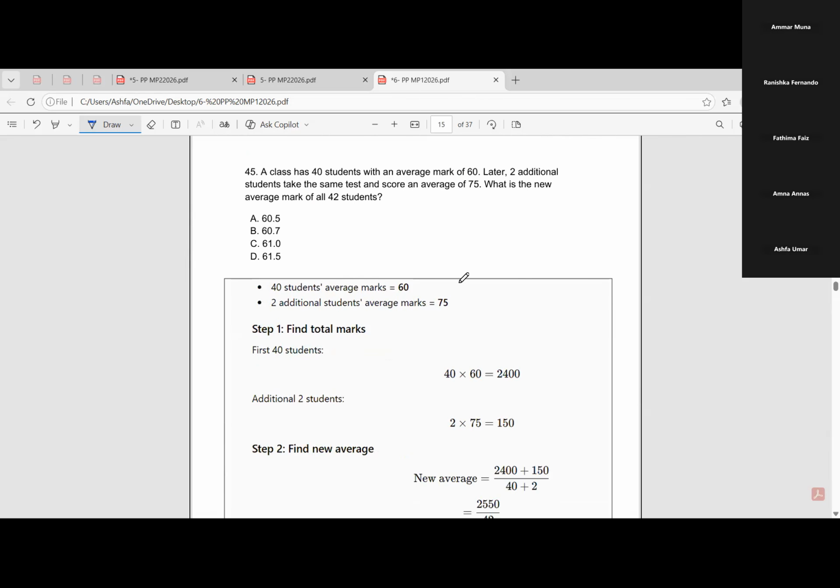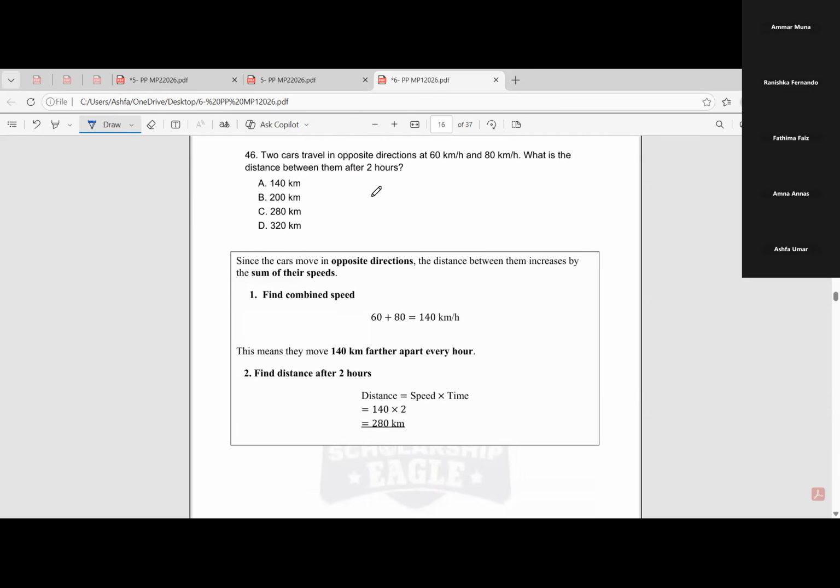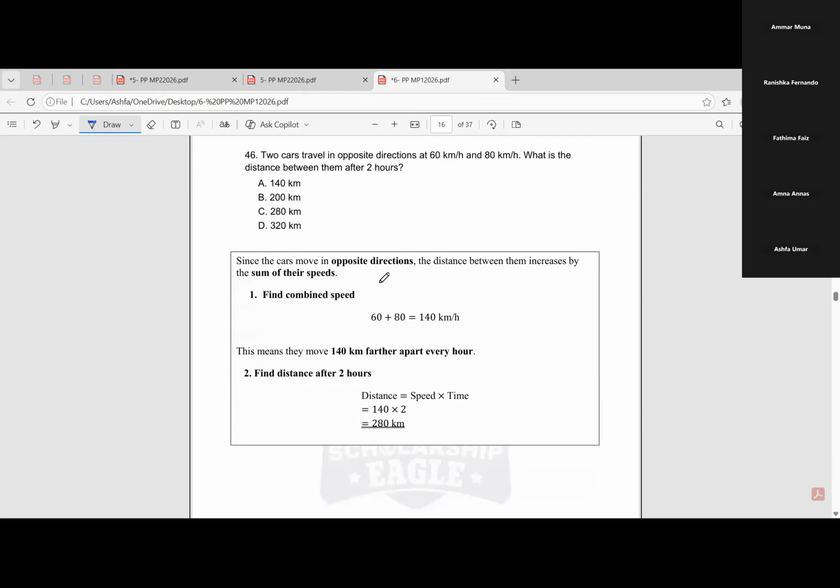So the next question is also the same, I think, only the numbers are different. You can do it. So this is the question: two cars travel in opposite directions, and it asks for the distance between them after 2 hours. Since the two cars move away from each other, the distance between them increases every second. That's why we add the speeds.